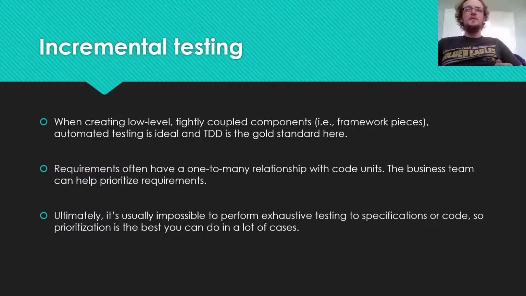If you are also looking at this mapping between units and use cases, and you can have a one-to-many or a one-to-not-very-many relationship between requirements and code units, it's also really easy for the business team to look at those units and tell you which ones are the highest priority. Then you can take those highest priority ones and write automatic testing for them, and not necessarily all of the requirements.